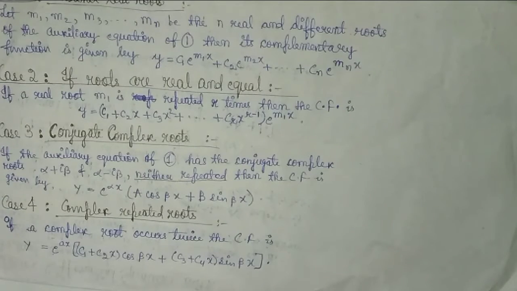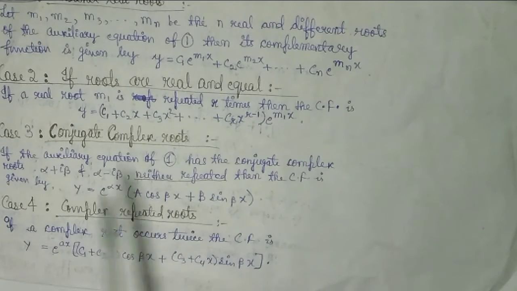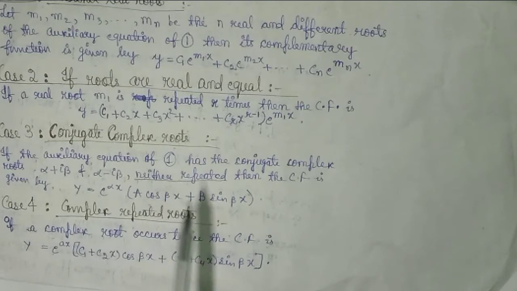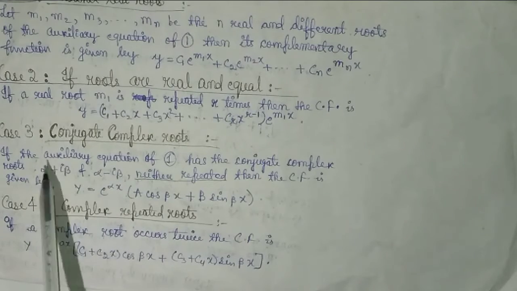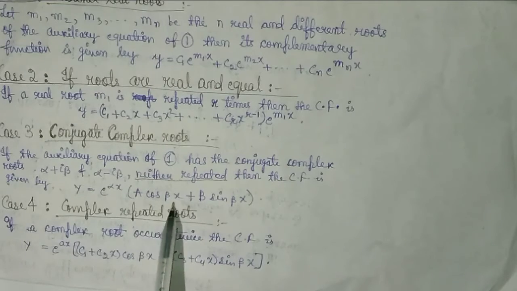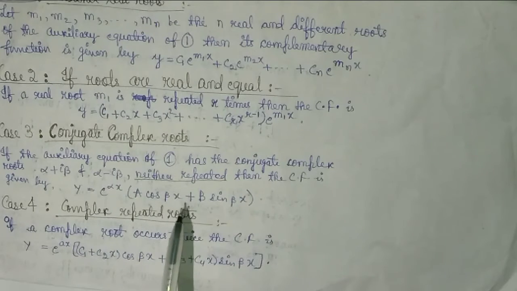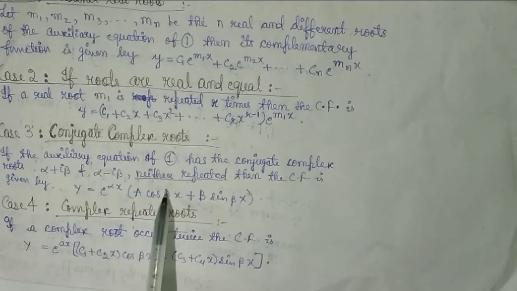Now let us see the third case, that is conjugate complex roots. If the auxiliary equation of 1 has the conjugate complex roots alpha plus i beta and alpha minus i beta, neither of them being repeated, then the complementary function is given by y equals e^(alpha x) (a cos beta x plus b sin beta x). The real part is taken over here and the imaginary part is taken over here.